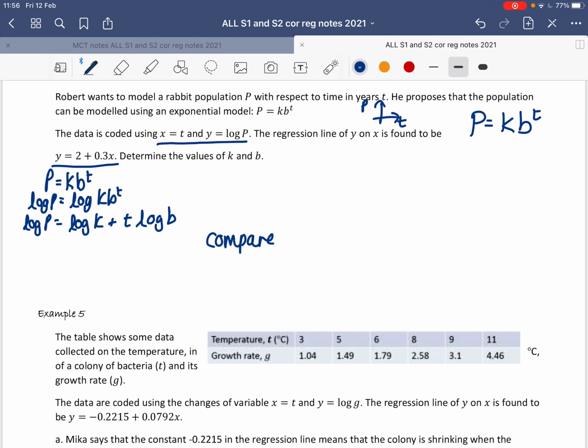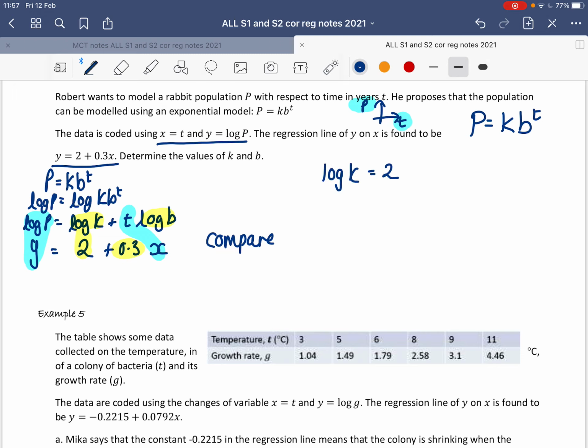Now, we're going to compare that with the line that he said he's got, y equals 2 plus 0.3 times x, okay? Now, take my highlighter so it's easy to do these comparisons together. So there's me plotting y against x, yeah? Because look, it's t against log p instead of p, so it's like the other type we looked at. So there is your y-intercept, and there is your gradient.